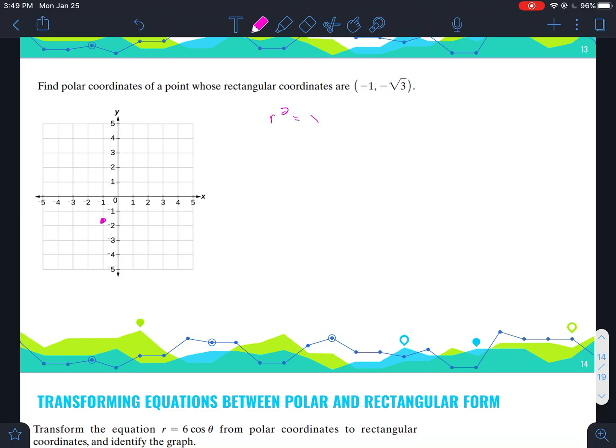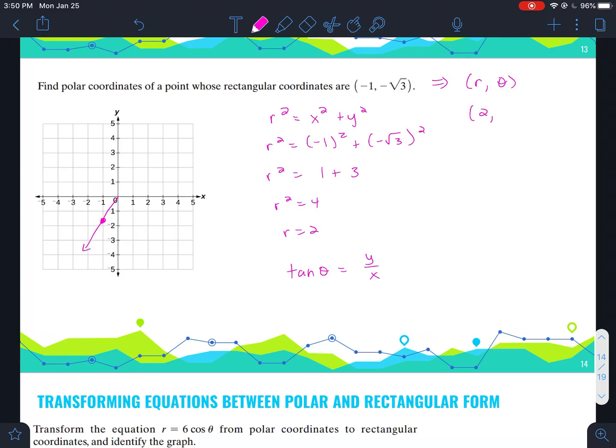And we have r squared equals x squared plus y squared. So r squared is going to equal negative 1 squared plus negative square root 3 squared. So r squared is going to equal 1 plus 3. So r squared is going to equal 4. So r should be 2. So my radius is going to be 2. And then the tangent of theta equals y over x. So again, in polar form, we want r theta. So it's going to be 2 theta.